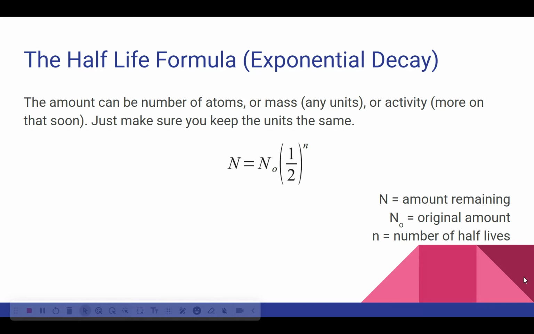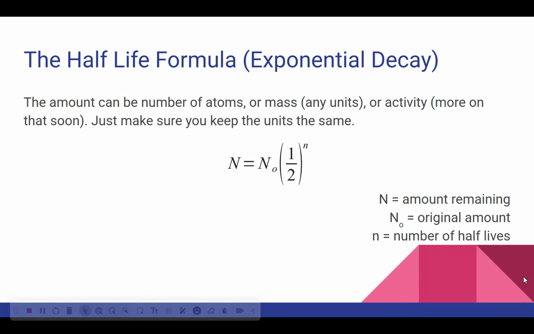N and N0 can actually be measured in any units you want, as long as you make them both the same. So it could be number of atoms, or it could be the mass, like in grams or kilograms. It can even be activity, something we're going to talk about soon. But you just have to make sure that capital N and capital N naught are both measured in the same units.